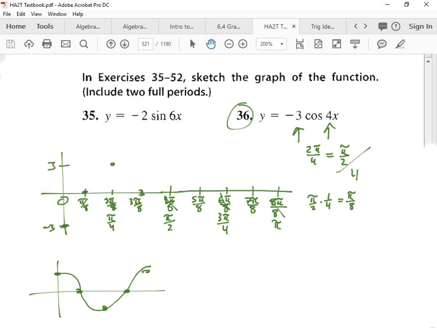And then we keep going. We got midline, min, midline, max, midline, min. Yeah, it's totally a cheat graph. Look, I don't even have to worry about scaling. There you go. This is 1 period. This is 2 periods. So there's 2 periods right here.